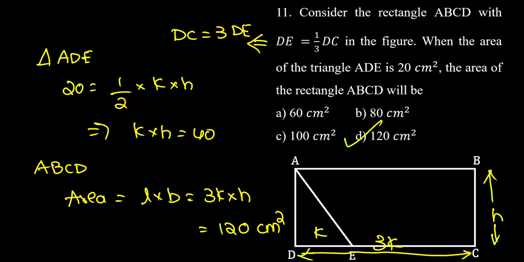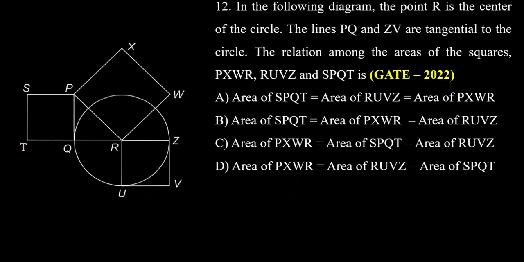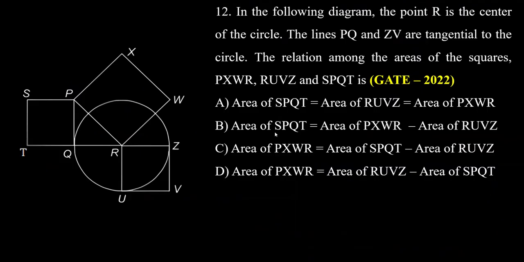DC is nothing but equal to 3DE. So far we discussed questions like part of the area given, find the entire area. That's a couple of questions we had addressed. Now you decide what is the relationship between these square areas. There are three squares available. One is RUVZ.